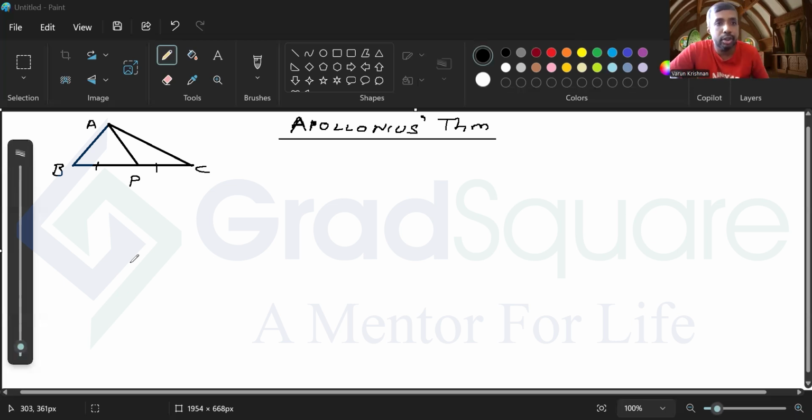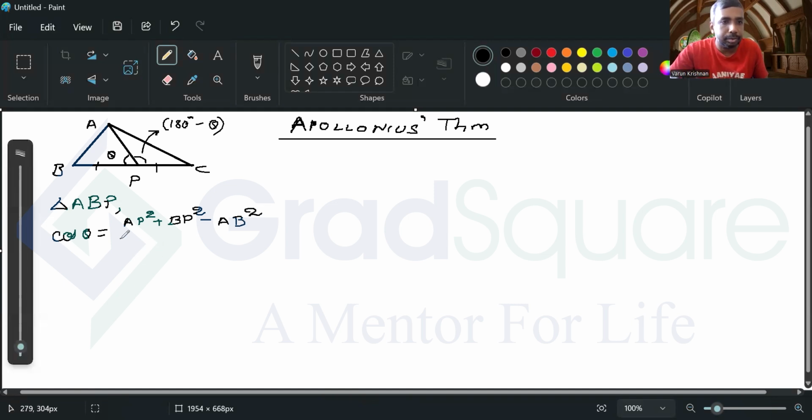So to derive the Apollonius theorem, firstly, I'm going to consider this angle APB as theta, which means angle APC will be equal to 180 minus theta, or pi minus theta. Whether you use degrees or radians actually does not matter. So keeping this in mind, first let me consider triangle ABP. In triangle ABP, if I apply the cosine rule, I'll get cos theta is equal to AP square plus BP square minus AB square by 2 into AP into BP.